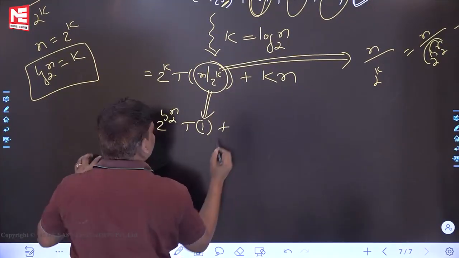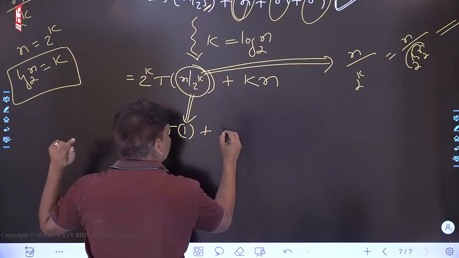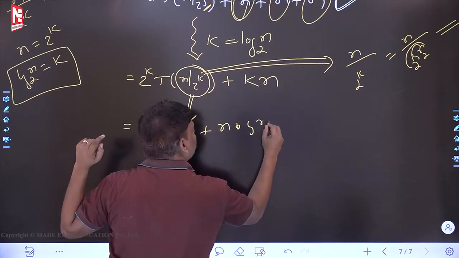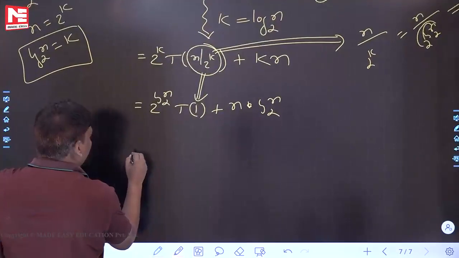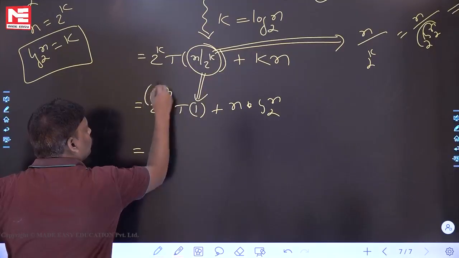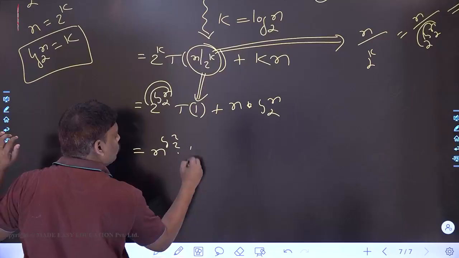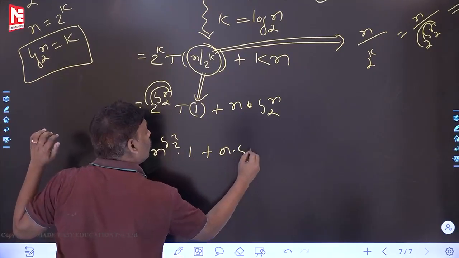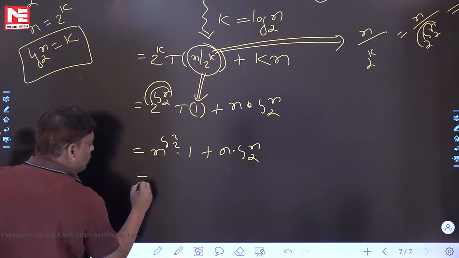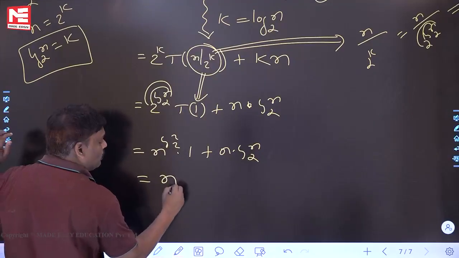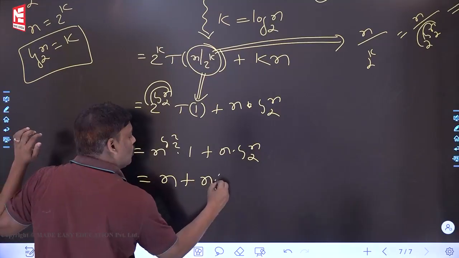Next one. Can you help me one small line now? What is the k? Log n base 2. N into log n base 2. Finally, what is the 2 power log n base 2? N will come down, 2 will go up. N power log 2 base 2. The T of 1 is 1 plus n into log n base 2. This will become n power log 2 base 2 becomes n. Right? N plus n log n.